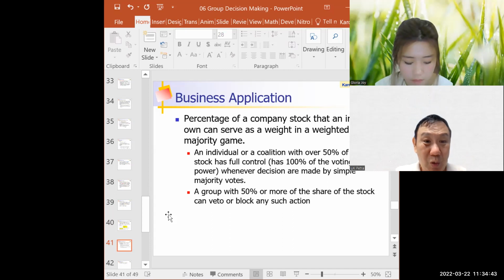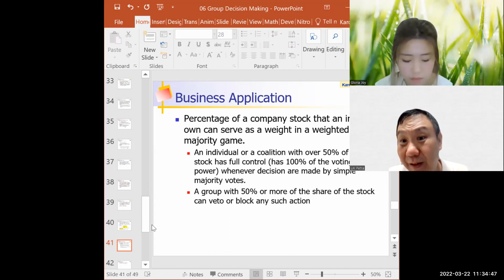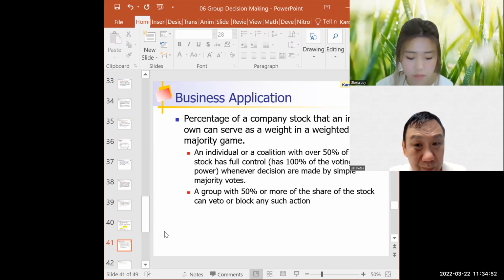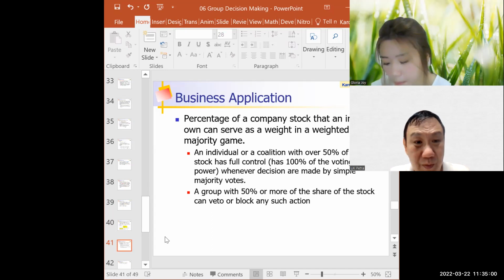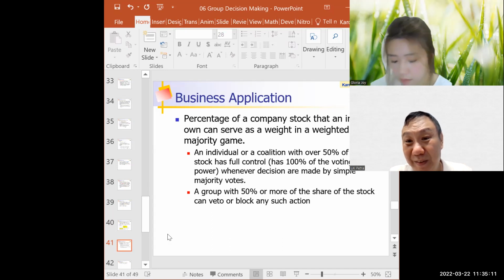So you should also be careful when you create a startup later. Check about the control of your shares there. The well-known example is Steve Jobs, who in Apple was kicked out of the company that he started up, right?